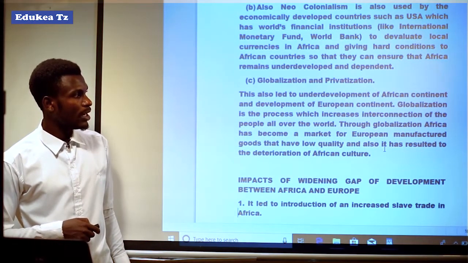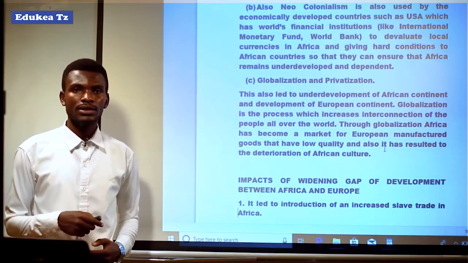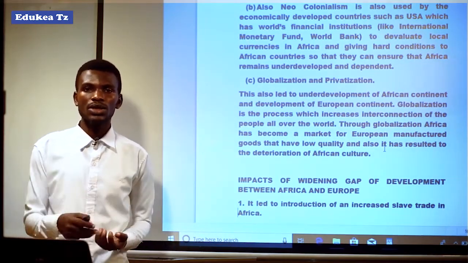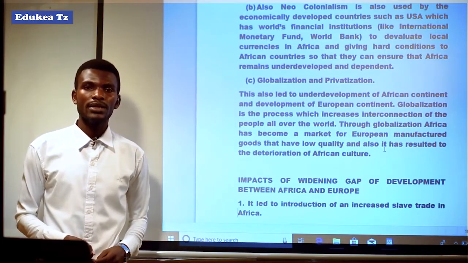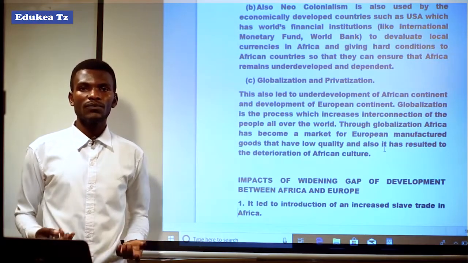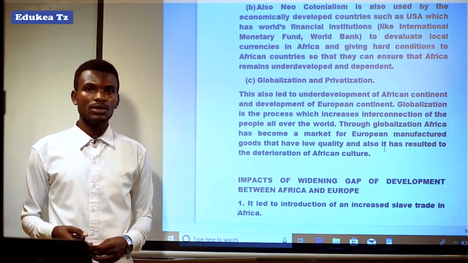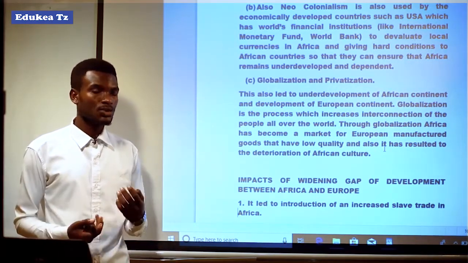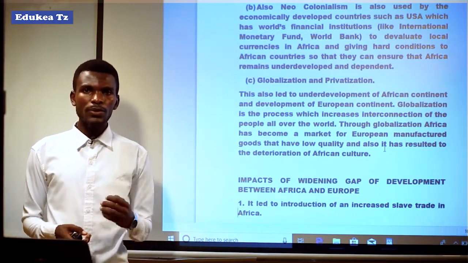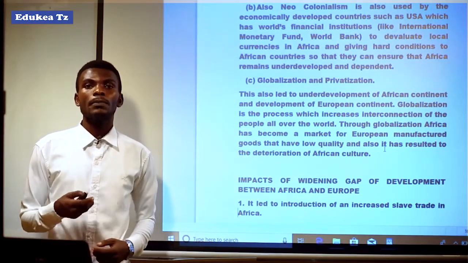globalization has increased the interconnection of people all over the world. It means that people have gained freedom of movement and interconnection, whereby there have been free movement of people, freedom of trade, freedom of market, and freedom of competing between the companies and the institutions in the world. So in that way, the European companies and industries have been competing with the African markets.